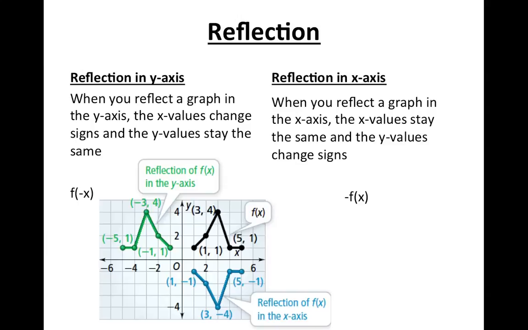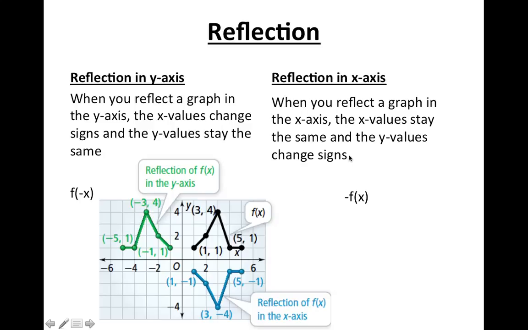We're going to talk about a different type of transformation, which is a reflection. A reflection in the y-axis, meaning if we look at our first function here in black, we're going to reflect it over the y-axis and get the function in green. When you reflect a graph in the y-axis, the x values change signs and the y values stay the same. So if you look at the points here, we have the point (1, 1). When we reflect it over, again, the x value changes signs and the y value stays the same. That's true for every point on this function.